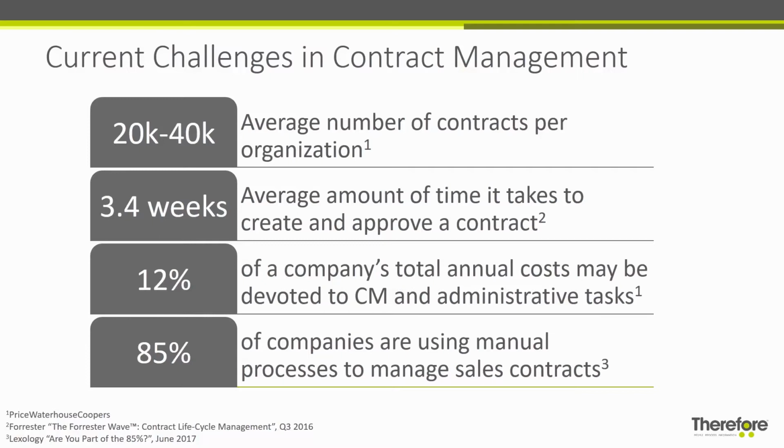PricewaterhouseCoopers again claimed that 12% of a company's total annual costs may be devoted to contract management and administrative tasks, a surprisingly high figure that really shows the massive potential that improved contract management processes can bring about. And finally, it's said that 85% of companies are using manual processes to manage sales contracts. And as we saw on the previous slide, this means that all these companies are facing those very same challenges we talked about and are exposing themselves to risks that are just unnecessary when modern contract management solutions are available.